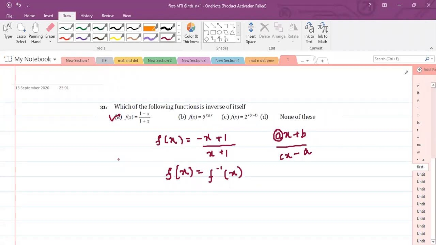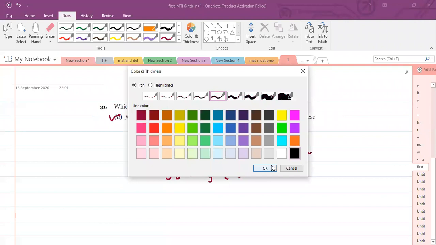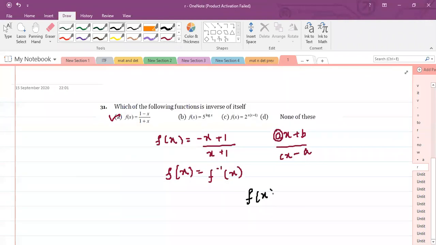Try to understand this important result: f of x is equal to f inverse of x arises if f of x is equal to ax plus b divided by cx minus a. Let me give one more example. If you have f of x equal to 2x plus anything, the remaining values may be anything, for example 10x, no problem. Here it is plus 10, but the denominator should have minus 2, since this value is plus 2.